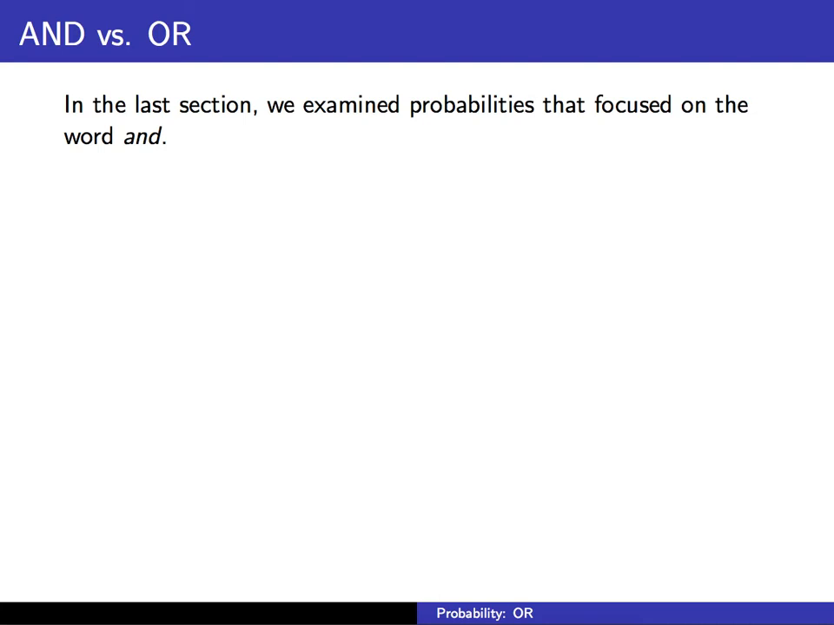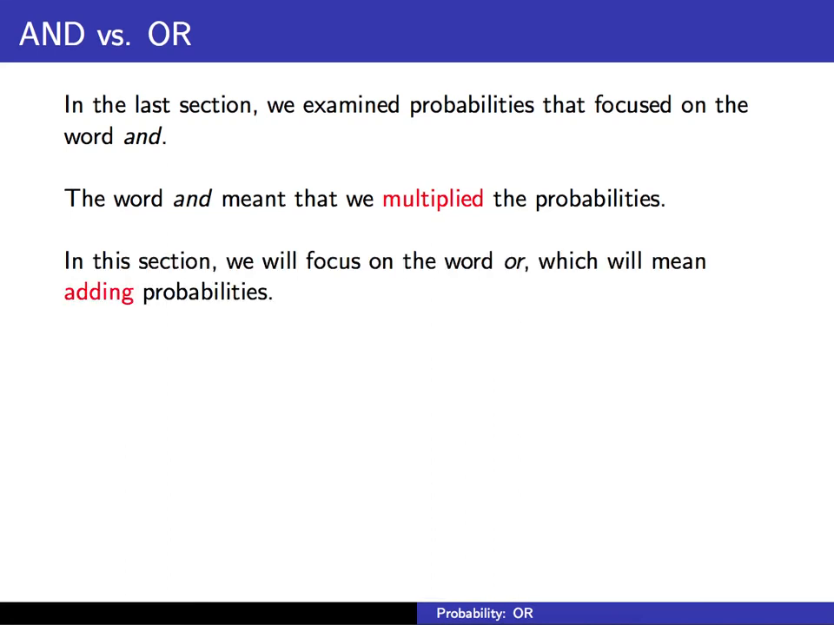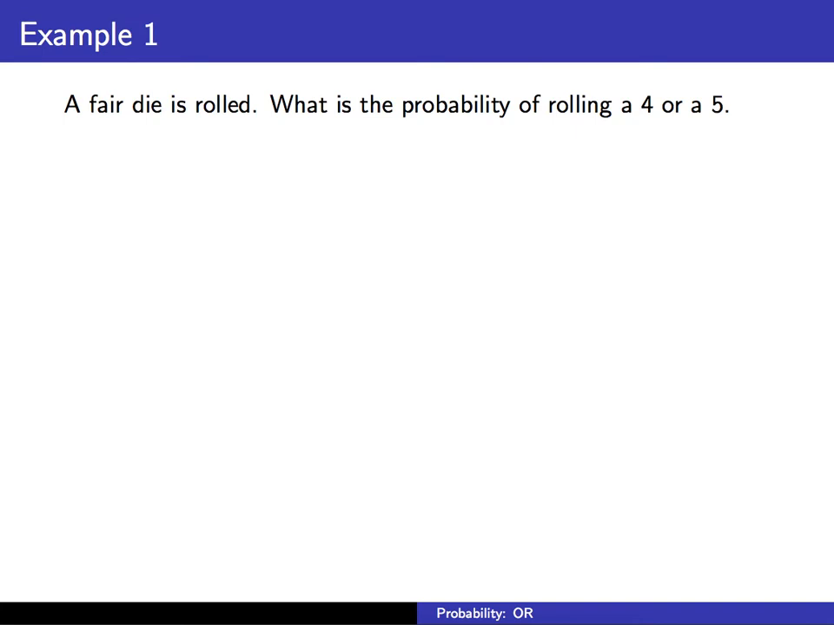So in the last section, we examined probabilities that focused on the word and. The word and in probability means multiply the probabilities. In this section, though, we're going to focus on the word or, which in probability world means we're going to add the probabilities together. So in example 1, a fair die is rolled.